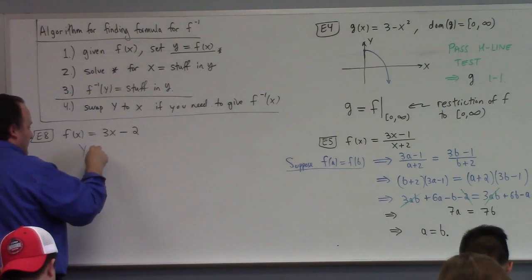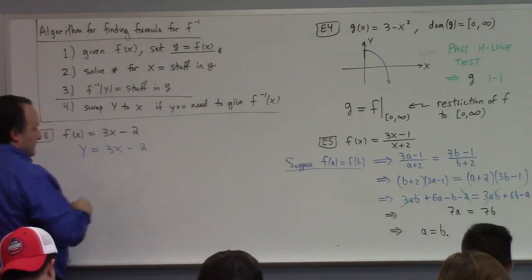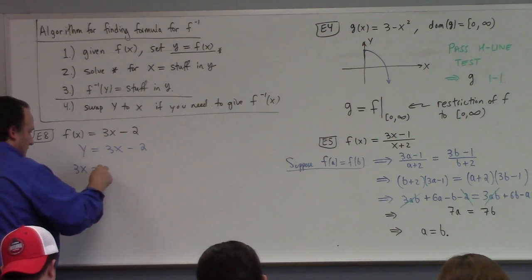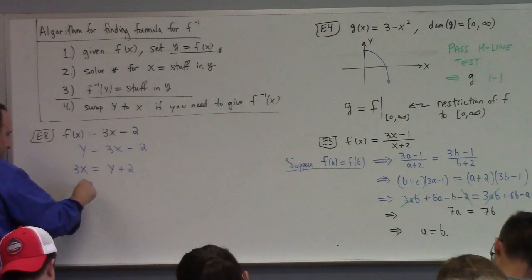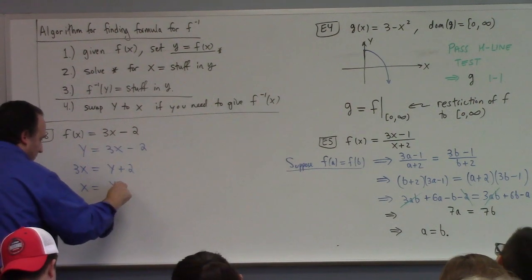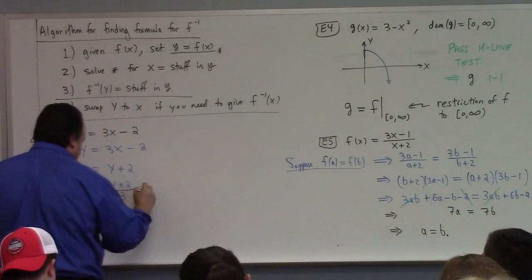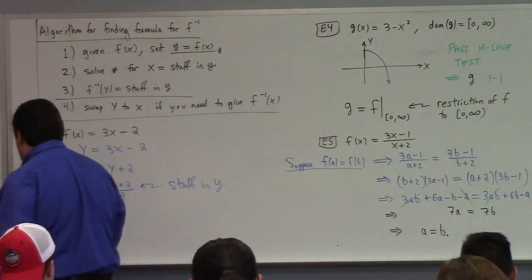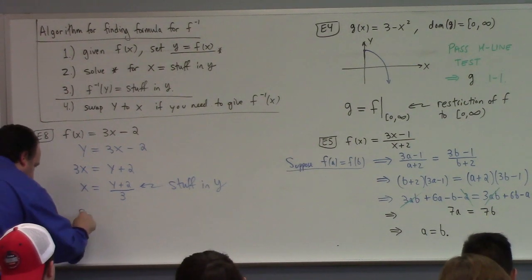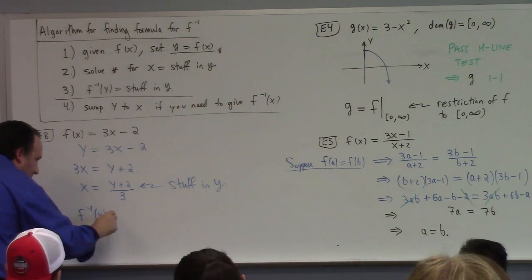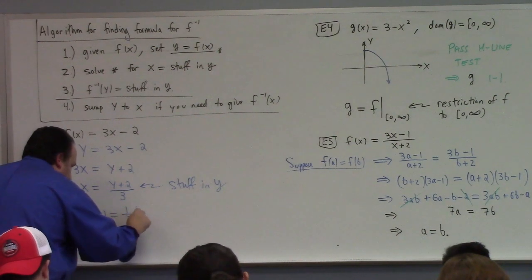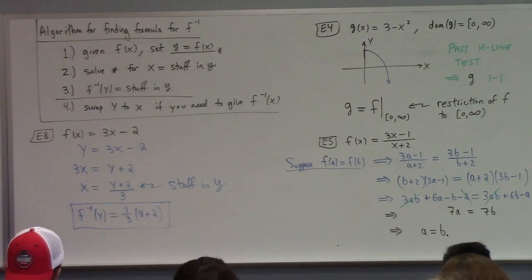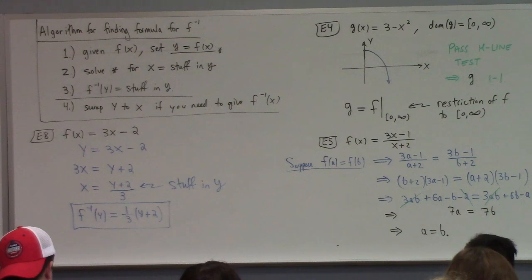Let's try it out. y equals 3x minus 2. Isolate x. We got what? 3x is y plus 2. Divide by 3. x is (y plus 2) over 3. There is your quote-unquote stuff in y that I was talking about. And behold, f inverse of y is equal to 1/3 of (y plus 2). Hooray. There you go. That's your inverse function. Okay.